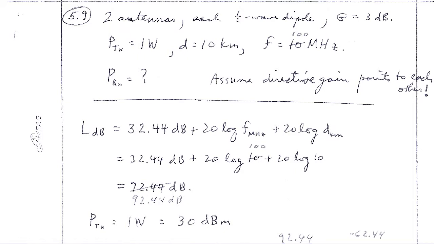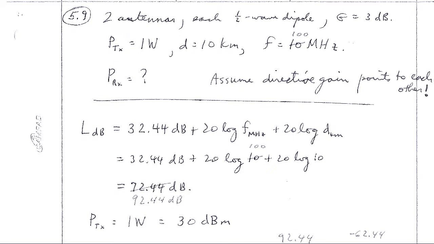So what I did first was I just plugged into our loss equation, which is rigged up so that the frequency is given in megahertz and the distance is given in kilometers. And when I rig it up with those units for the frequency and the distance, I get a 32.44 dB constant term out front here. I plug into that and I get 92.44 dB of loss due to the distance of 10 kilometers. Notice I accidentally wrote 10 megahertz initially rather than 100, and I corrected it here. So I get 92.44 dB.